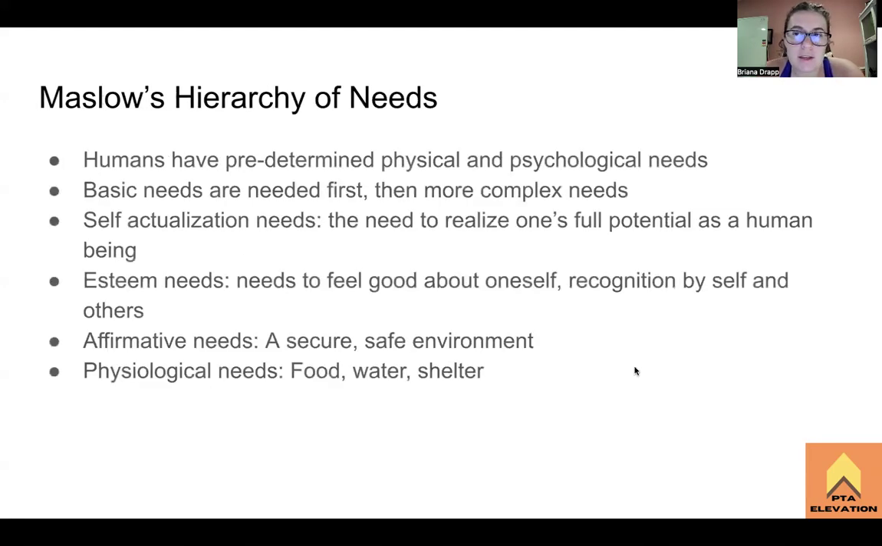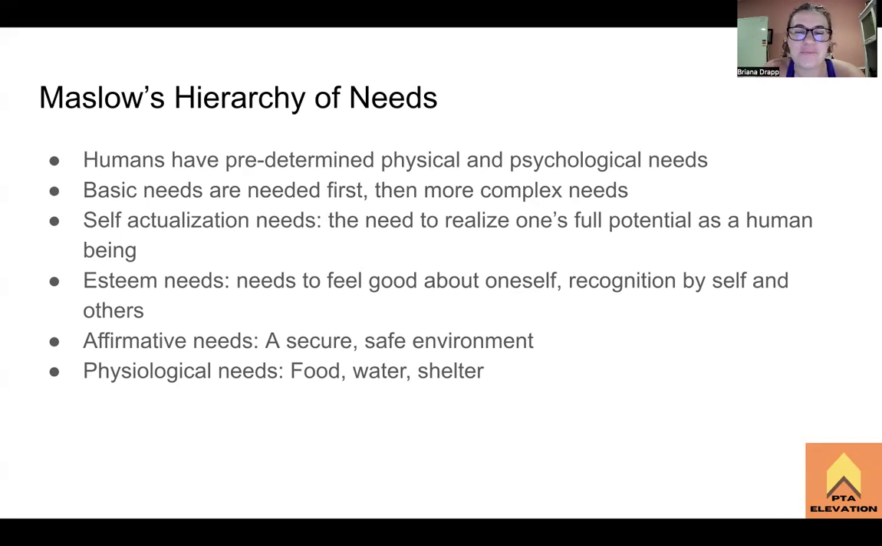So let's talk about the hierarchy of needs. This is more important in real life clinical practice versus the boards, but basically we have our predetermined physical and psychological needs, basic needs first, and then complex needs second. Our self-actualization needs are the need to realize one's full potential as a human being. This is like the overall goal for existence.